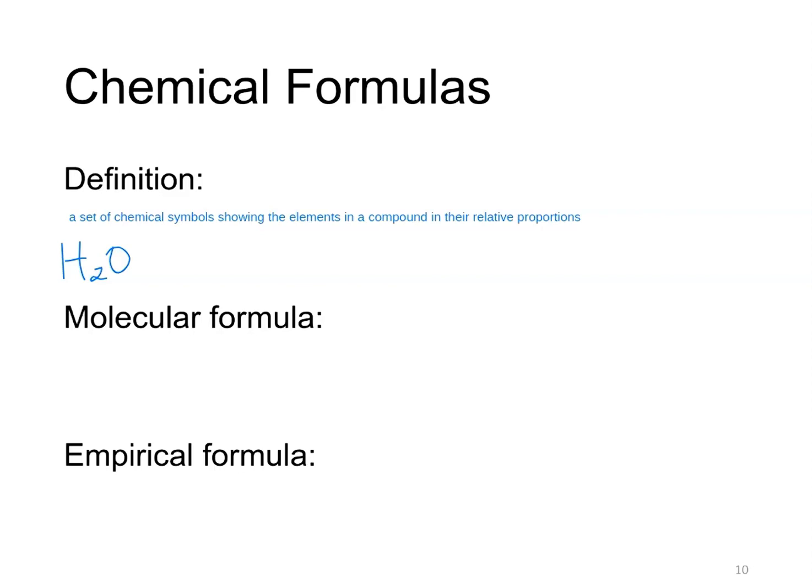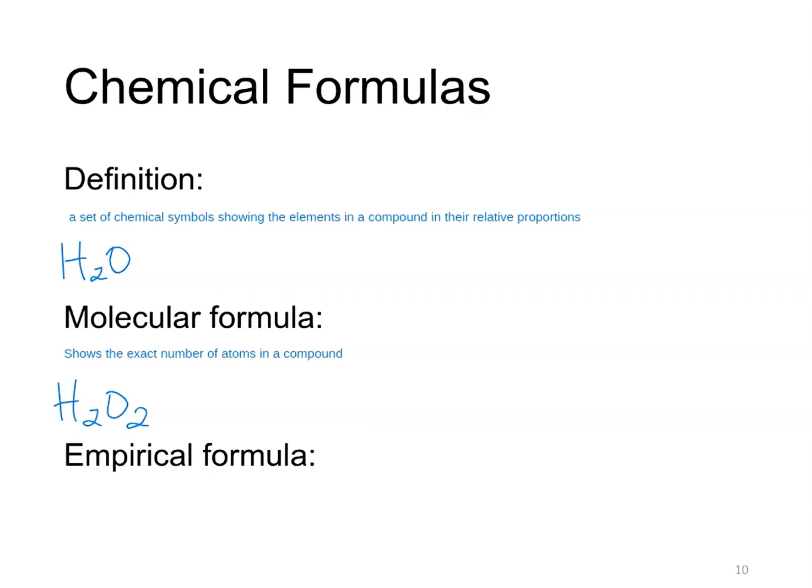There are 2 different kinds of chemical formulas, a molecular formula and an empirical formula. The molecular formula shows the exact number of atoms in a compound. For example, if we look at something like hydrogen peroxide, it is H2O2, which means that there are 2 hydrogens and 2 oxygens.